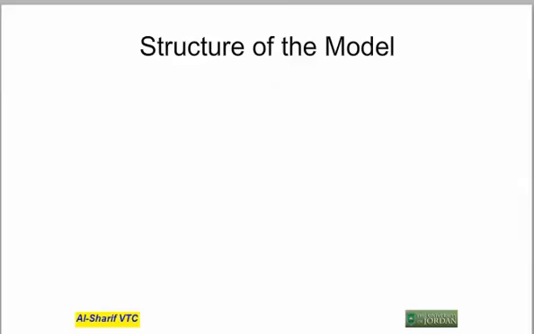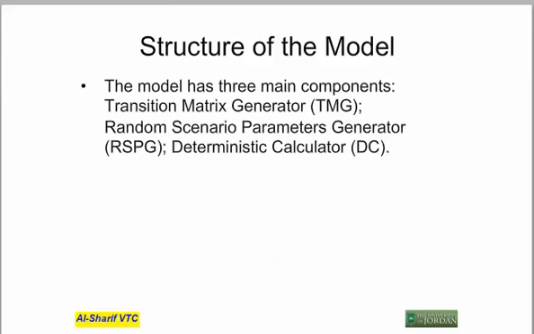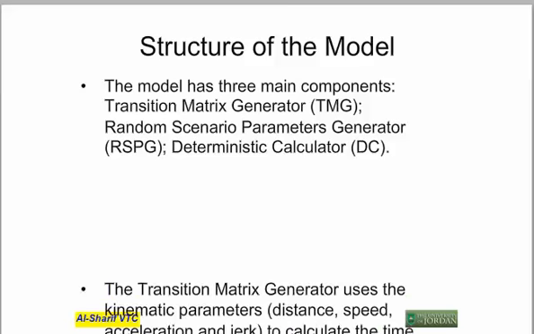I'm going to show you the structure of a model which was built to support this. The model was called MaxiTAD, Monte Carlo Simulation, Elevated Traffic Analysis and Design. And the model has 3 main components. There is what is called the transition matrix generator, I'll talk about in a minute. There's a random scenario parameter generator, and there's a deterministic calculator.